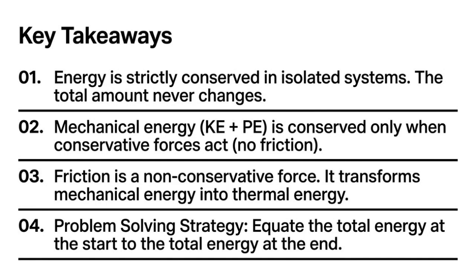To wrap things up, the key points to remember are that energy is always conserved in isolated systems, meaning the total energy stays the same throughout any process. Mechanical energy, which is the sum of kinetic and potential energy, is only conserved when there are no non-conservative forces like friction acting on the system. Friction, being a non-conservative force, causes mechanical energy to convert into thermal energy, which means mechanical energy is not conserved in such cases.